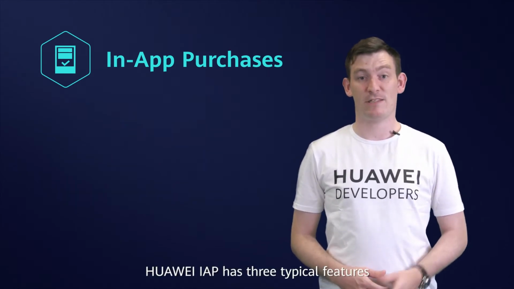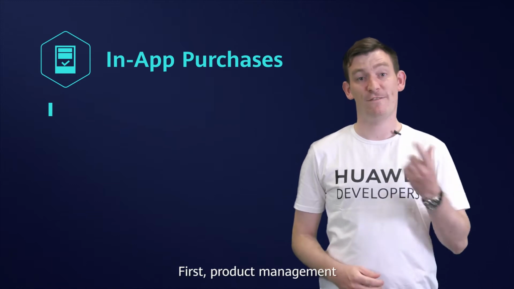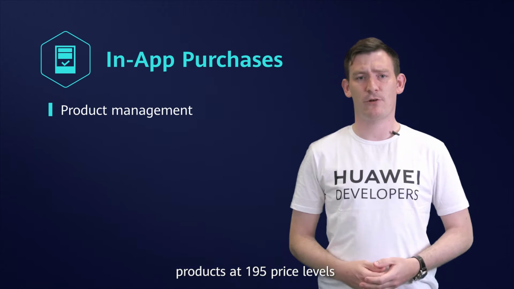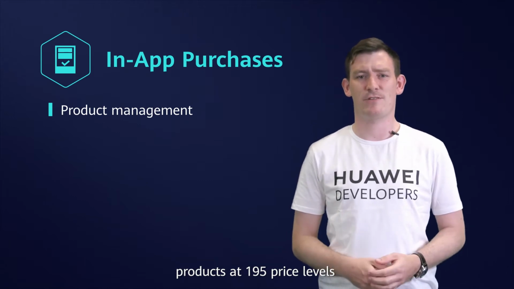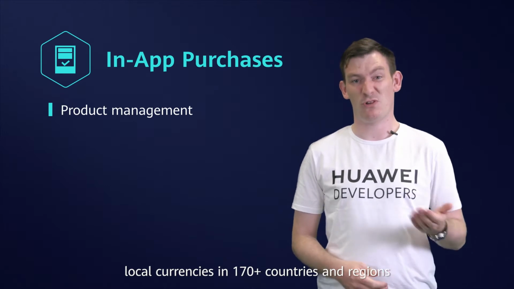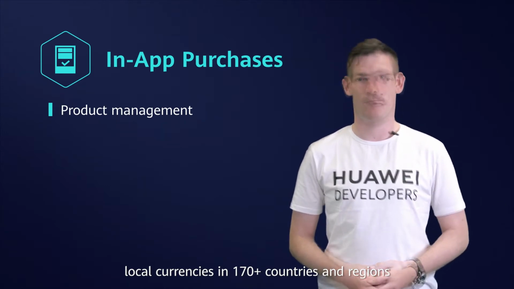Huawei IAP has three typical features. First, product management. It supports automatic pricing for products at 195 price levels, using 78 languages and local currencies in over 170 countries and regions.